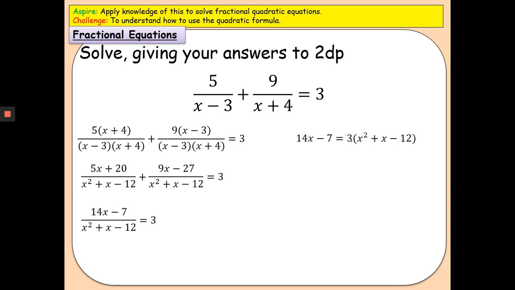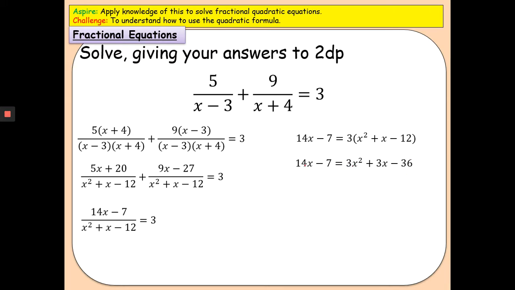Next step, just expand that bracket, simplify it. So you're going to end up with 3x squared plus 3x minus 36. Looks like that. And then now you've got a quadratic again. But to solve a quadratic, we need to make it equal to 0. So what I'm going to do this time is I'm going to get everything to the right-hand side because I've got my x squared there and I've got a positive number in front of it. So I'm going to keep everything and get everything to the right-hand side.